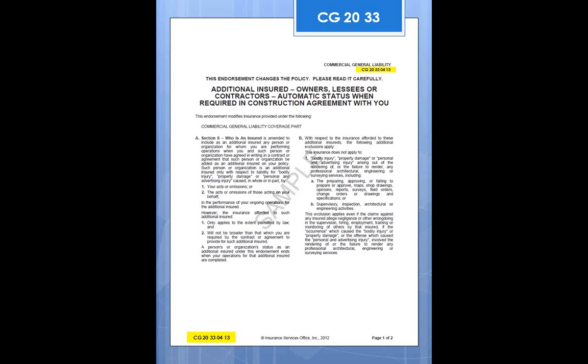It's a blanket 2010 where the 2010 would have the names typed in it. This one is a blanket. So again, it needs to be in the contract. If your certificate is correct in every way, your certificate means nothing. If you've got this blanket additional insured endorsement, and your certificate is correct, but your contract is not, you don't have coverage for the entities that are not named in that contract.